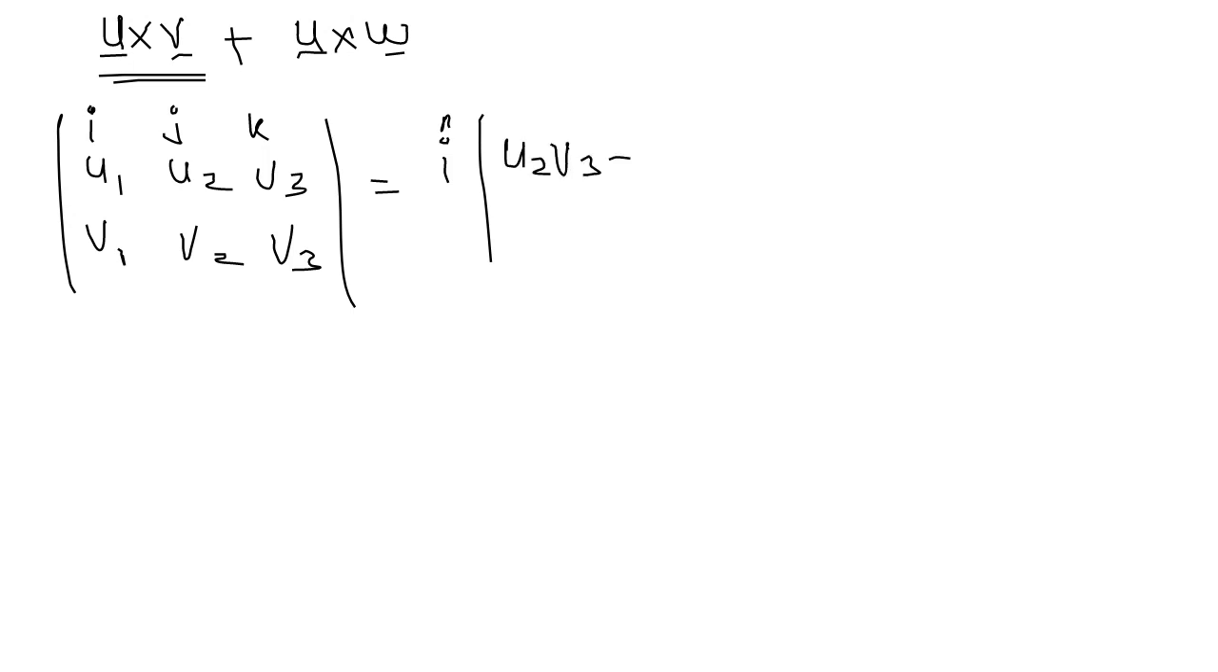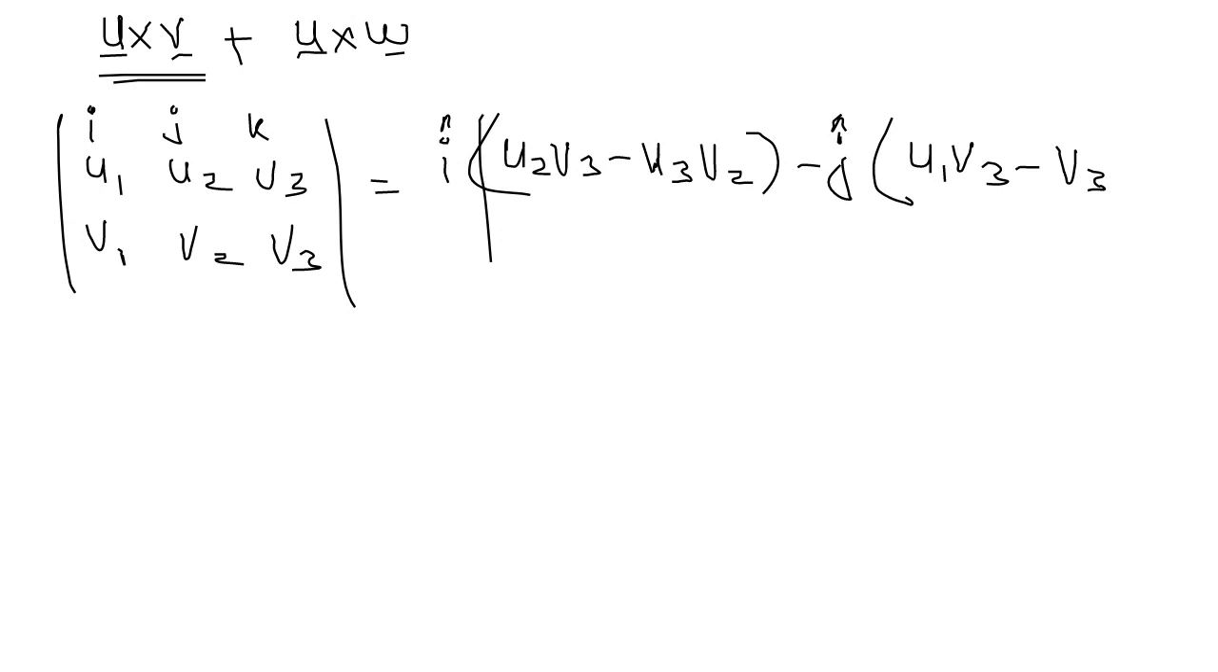You will get u2 v3 minus u3 v2, minus j. I write directly because you can simplify now with the same method. So j is equal to u1 v3 minus u3 v1, plus k, that is u1 v2 minus u2 v1.